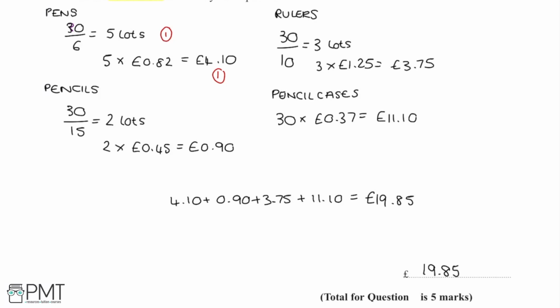And then the third mark is going to be for using this process to find the cost of 2 of the 30 pens, pencils or rulers, so any 2 of these. So once I'd worked out the pencils, that got me the third mark. And the fourth mark is for adding at least 3 different costs together. So in this step here, we added all 4 costs together, but adding at least 3 would gain me a mark. And then finally, the fifth and final mark is going to be for the correct final answer here at the end.